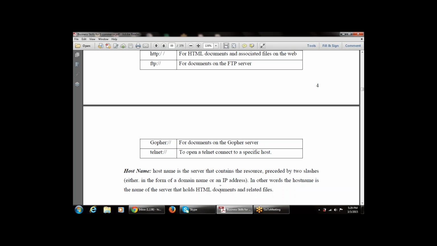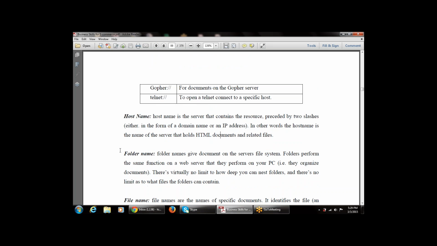In other words, the host name is the name of the server that holds HTML documents and related files. That is the host name. Then the folder name gives the location of the document on the server's file system. So the folder name is nothing but the name given to the folder that holds the document on the server's file system.